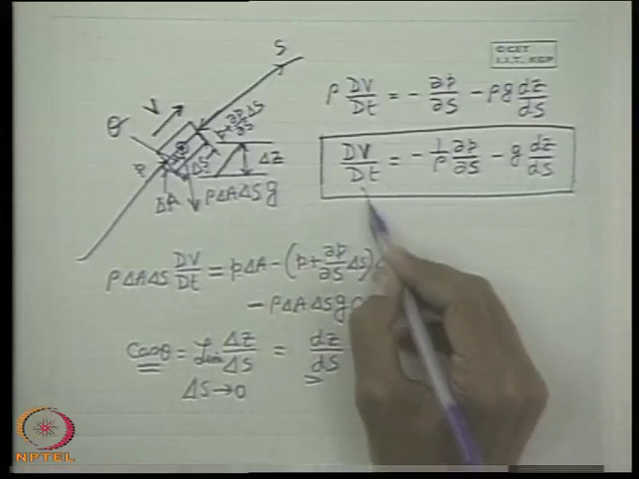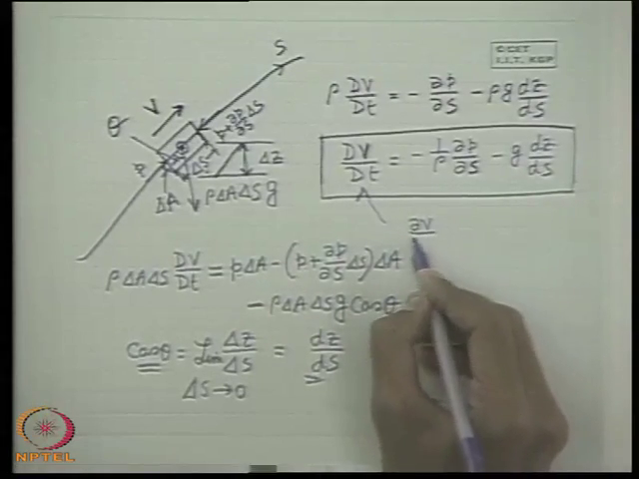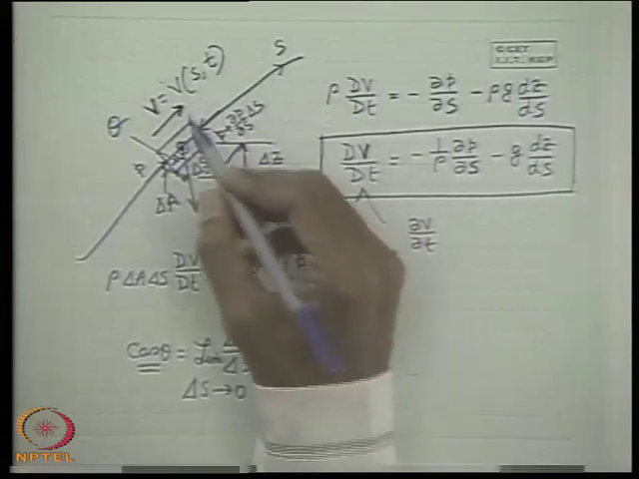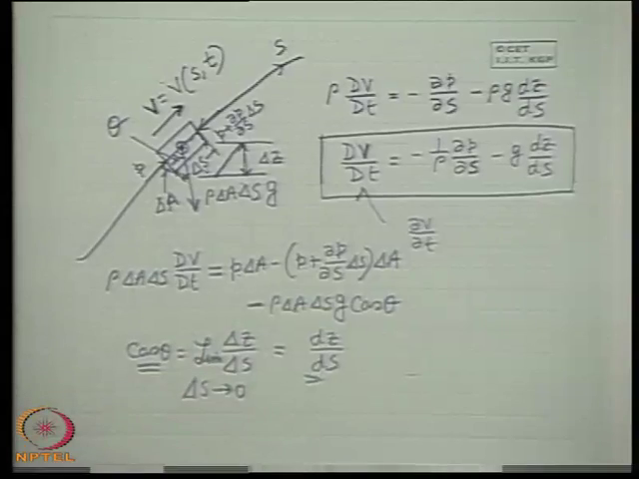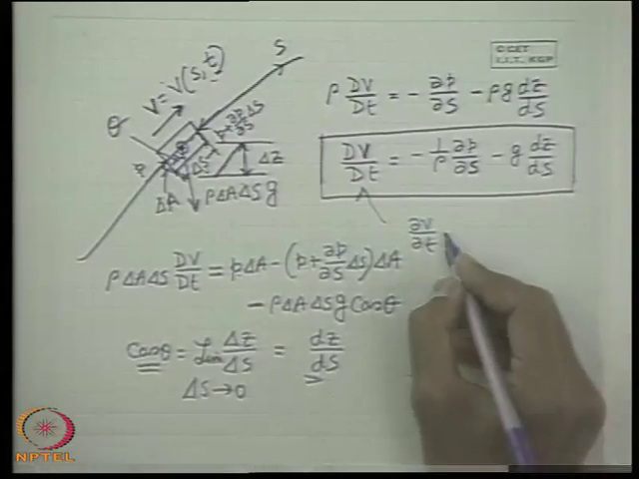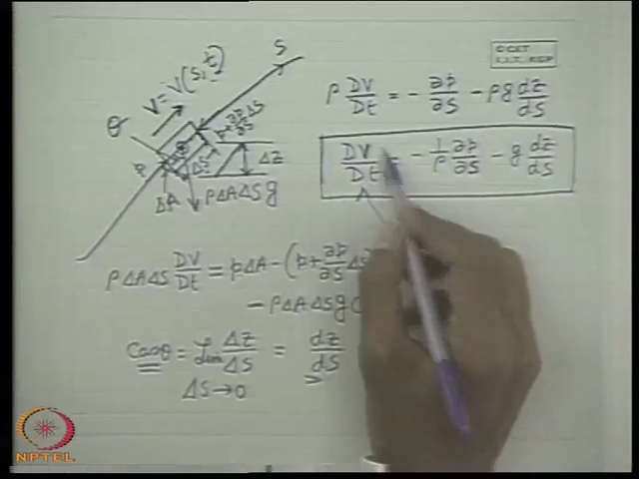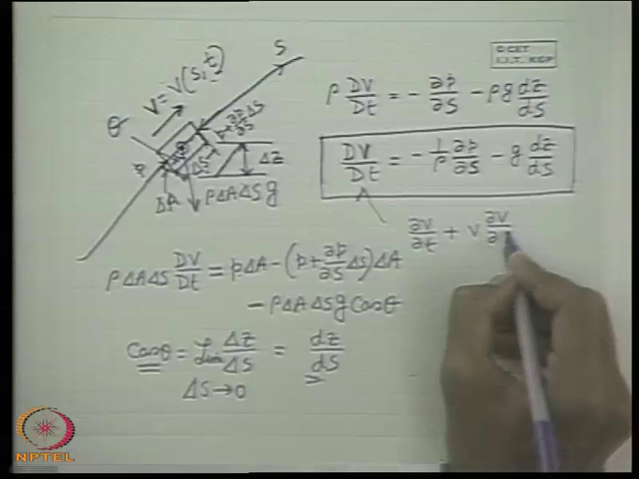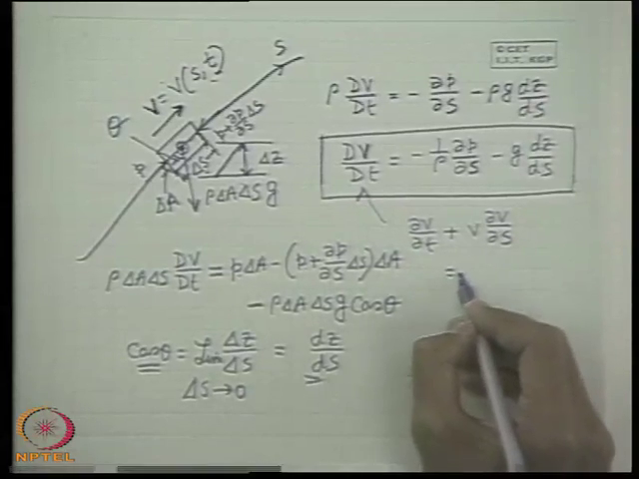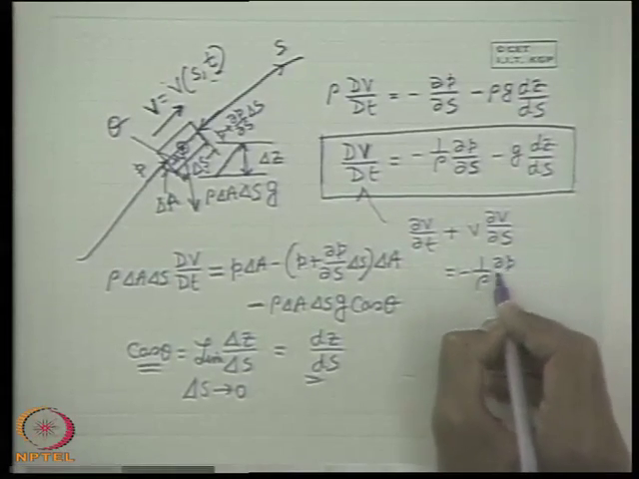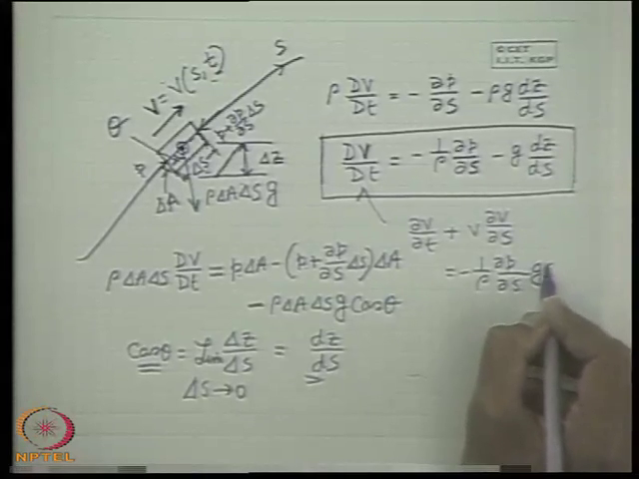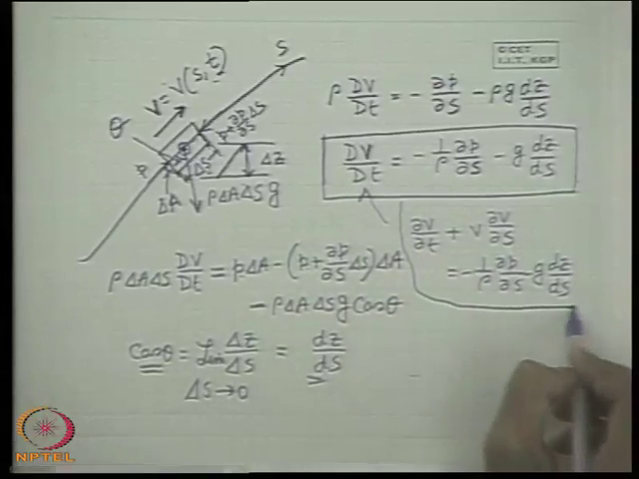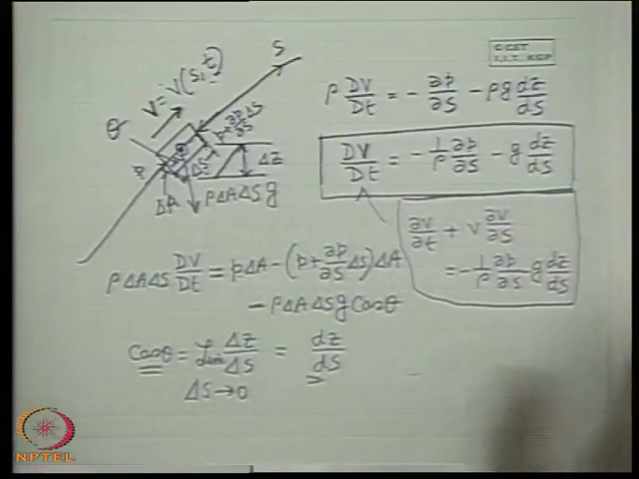This can also be split as del V/del t. Here you see that V is a function of s and t, one dimensional: a function of s, the coordinate along the streamline, and the time. So a simple split of this substantial derivative into its temporal derivative and the convective derivative gives this. One can write this equal to the right-hand side as it is, minus 1 upon rho del p/del s minus g dz/ds. So these two equations, either this or this, are Euler's equation along a streamline.